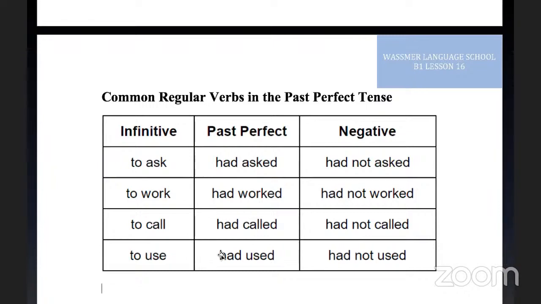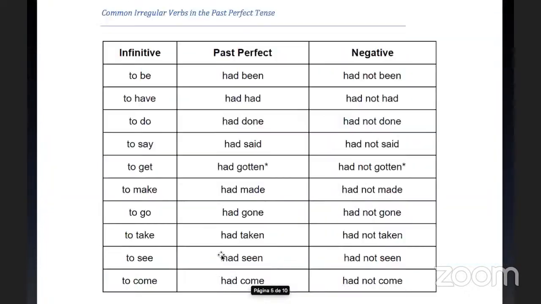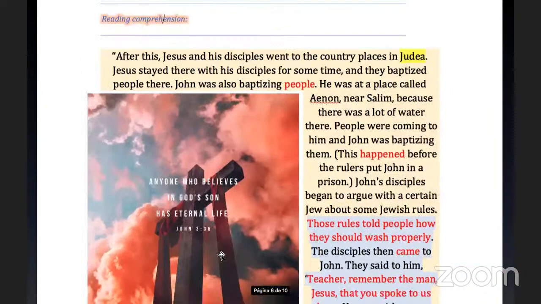We are going to read right now. We have a reading comprehension, and we are going to read together. So who wants to read from after rules? Me, teacher. Okay, go on.